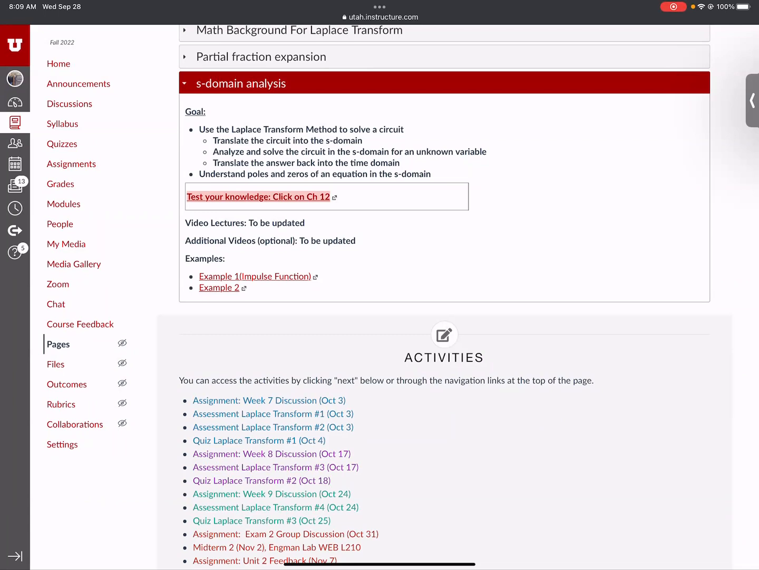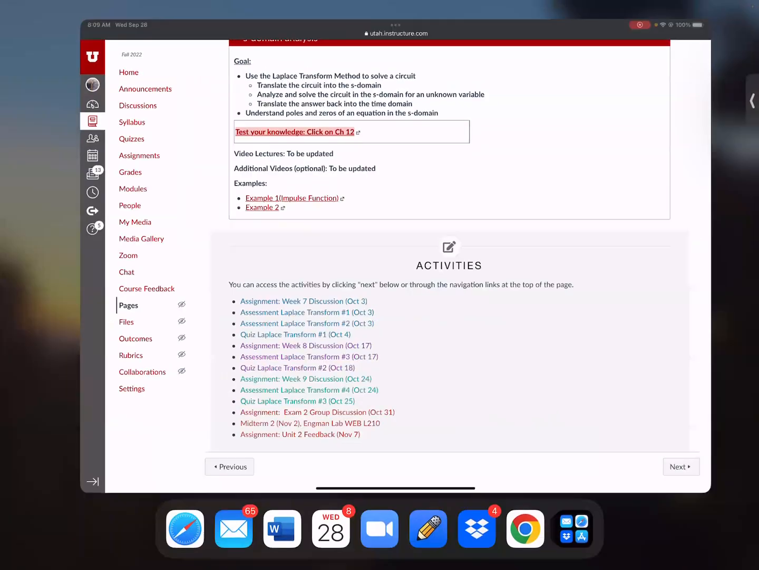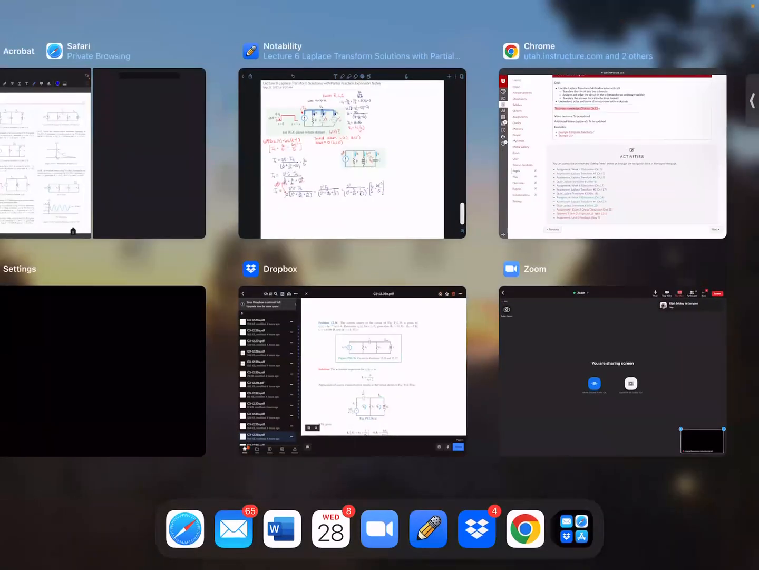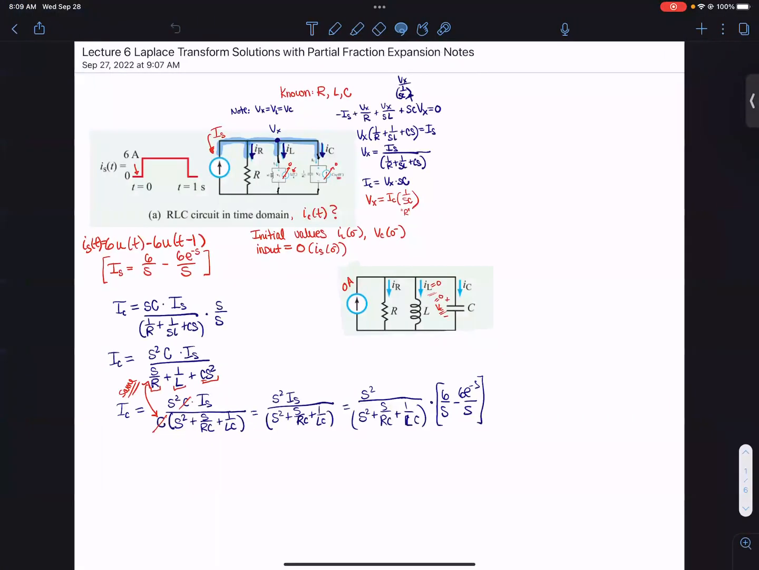Yes. When we were dealing with the S domain, I was just curious what exactly the major difference is from the time domain. I understand that we're dealing with the function as a function of time, but as we go to the S domain, we're dealing with the frequency domain. What are the differences?